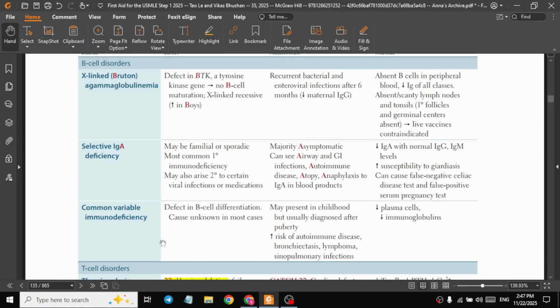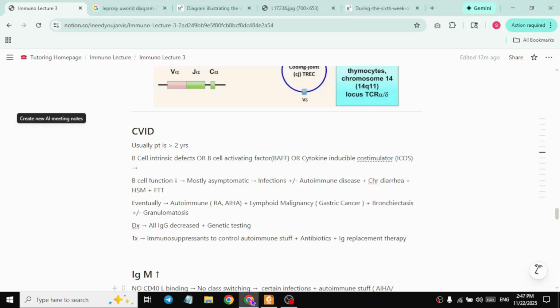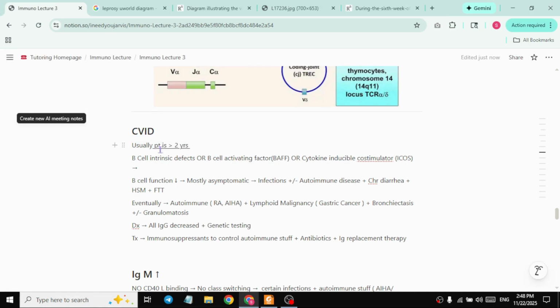Okay, CVID is right here. So, defects in B cell differentiation. Now I've given you a little bit more about what sort of defects they're talking about. First thing is the patient is usually greater than 2 years old. I've given you all of these points because sometimes the age also matters, right? How early are you actually presenting with the immunodeficiency? It can be a newborn like in Job syndrome, or it can be a 2-year-old in CVID.